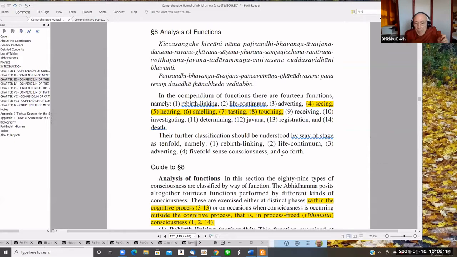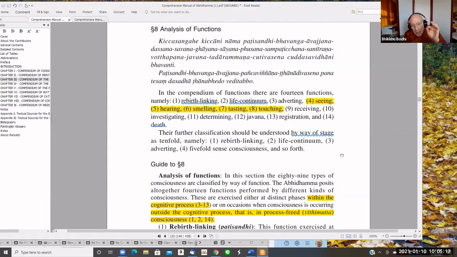Okay, now in explaining the functions, I have to sort of clear up a point which otherwise might be a bit confusing. And that is, we give a name to a particular citta, a convenient name, often in terms of one of its primary functions. But this doesn't mean that that citta has only one function. But certain cittas can exercise several functions, even though that type of citta is named after one function that's particularly prominent.